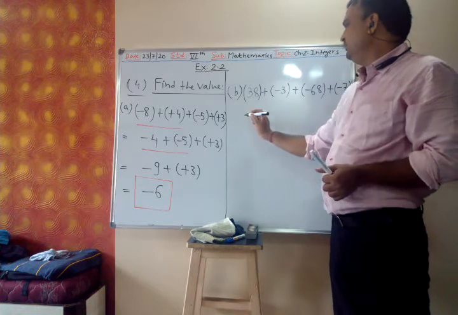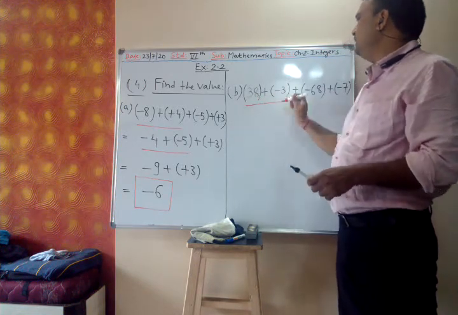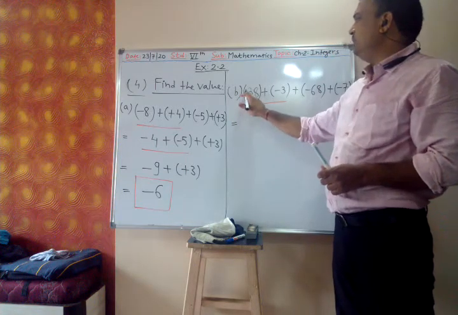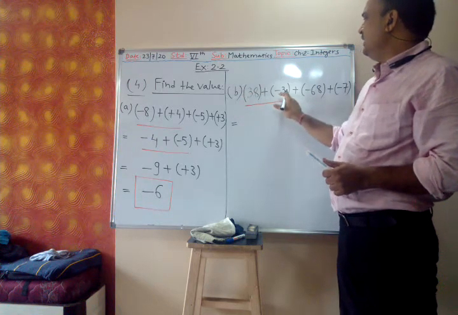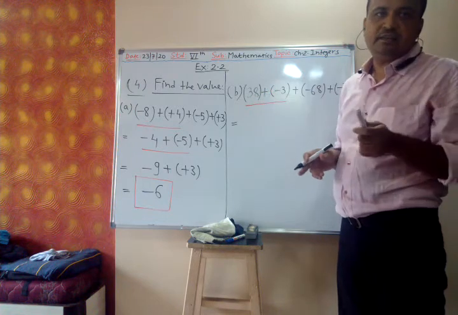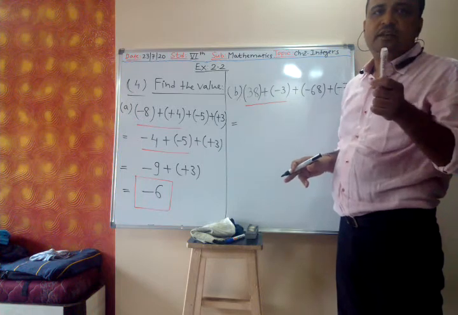Yes, no problem. Now let us solve these two first. 38 plus minus 3. Now what is sign of 38? No sign means plus sign. So sign of 38 is plus. Sign of 3 is minus. So plus and minus means they have opposite sign.